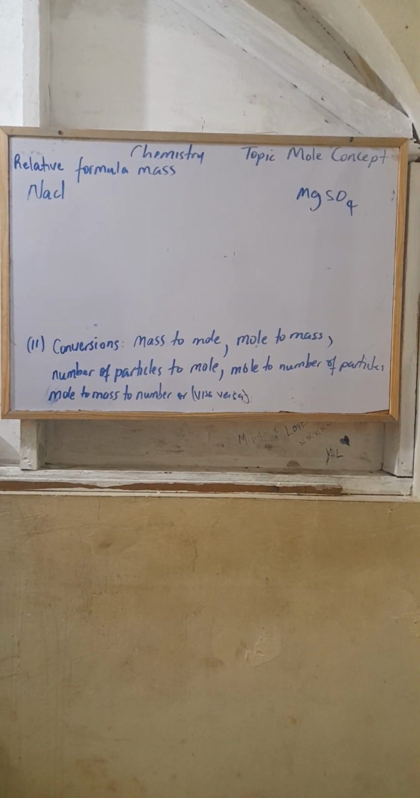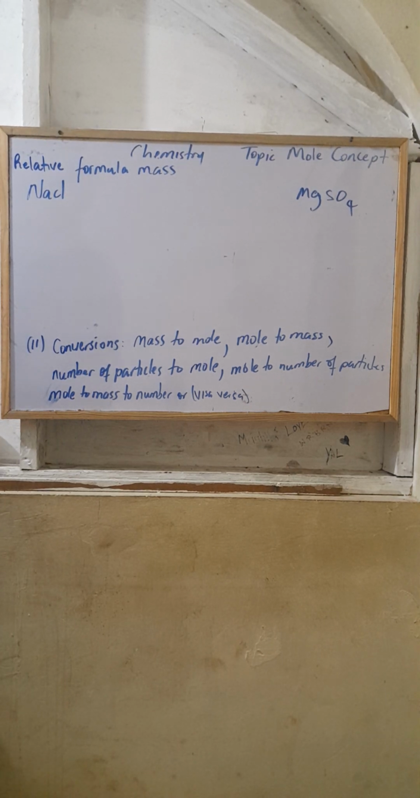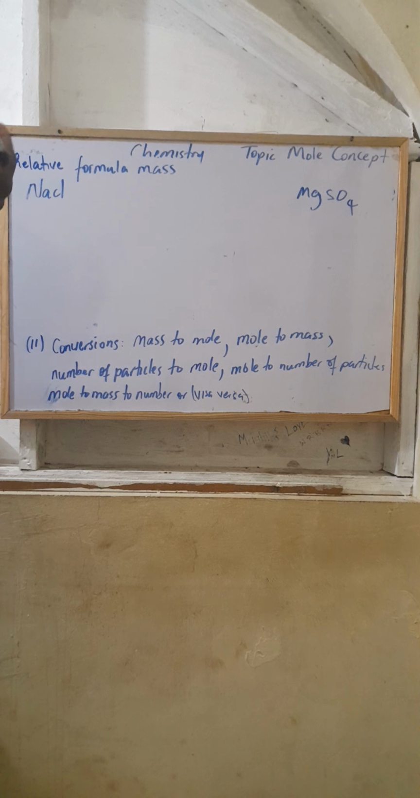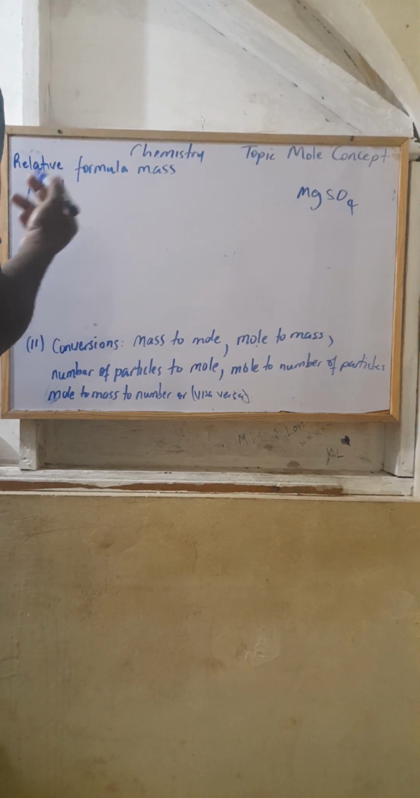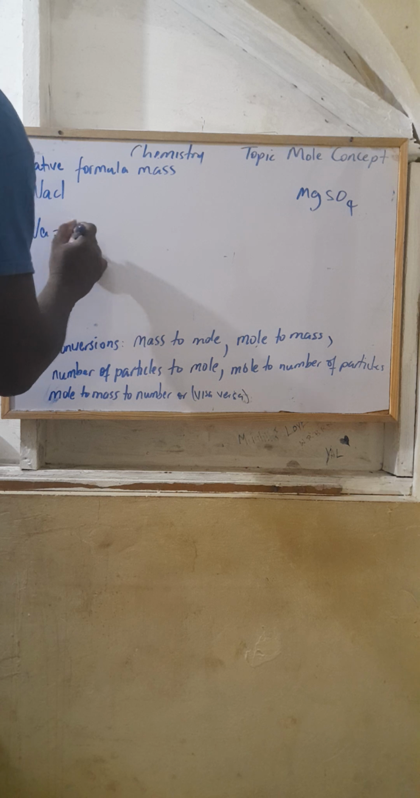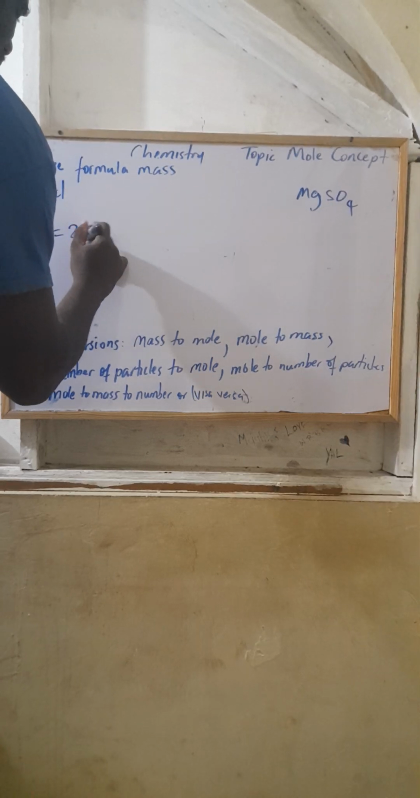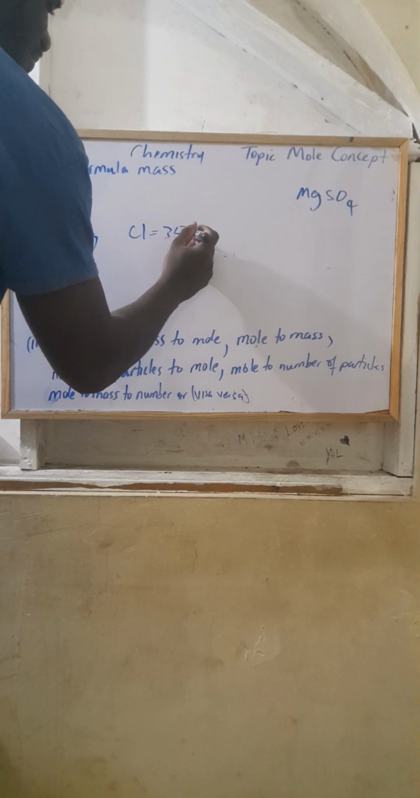now when we look at relative formula mass, again we're looking at the molar mass of these ionic compounds. There are 2 compounds on the board, sodium chloride and magnesium sulfate. So we're going to calculate the relative formula mass of these 2 compounds. Again, know the mass of each atom or each element that is here. So we identify from sodium chloride that sodium is present, and sodium has a mass of 23 grams, and chlorine has a mass of 35 grams.